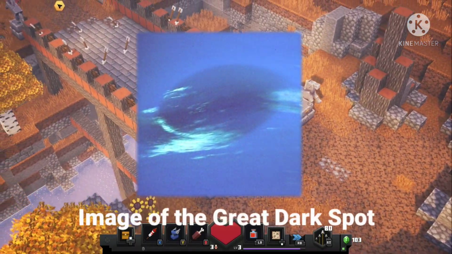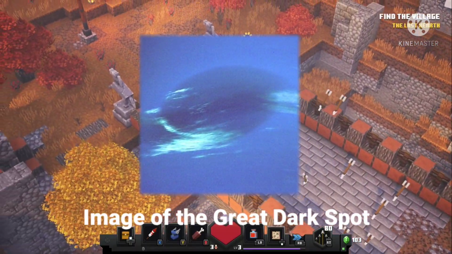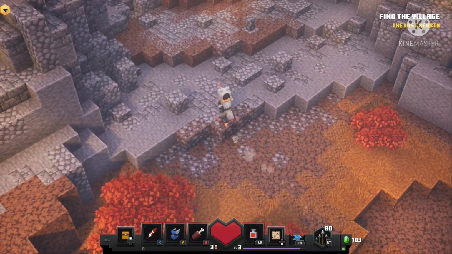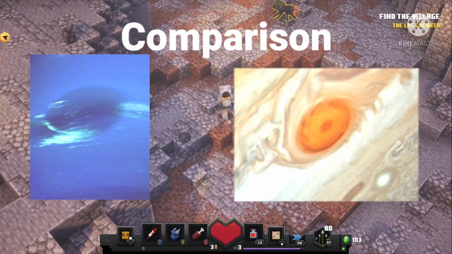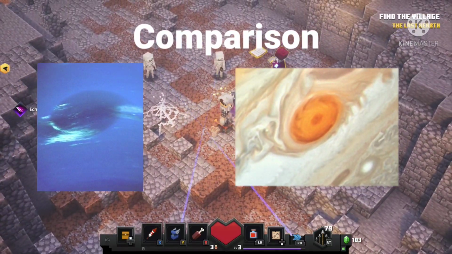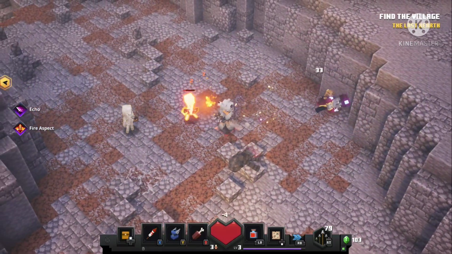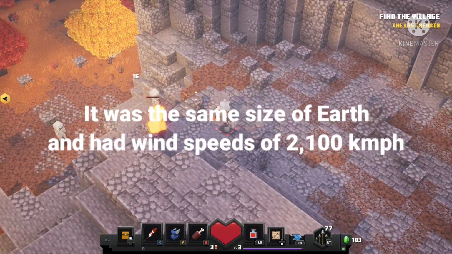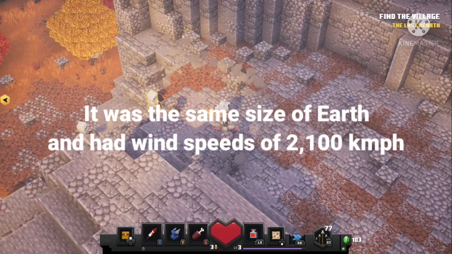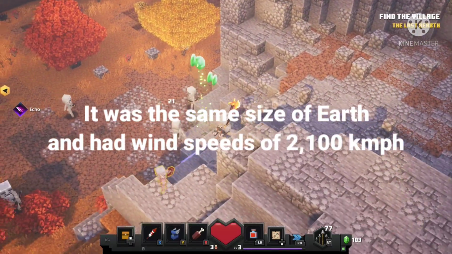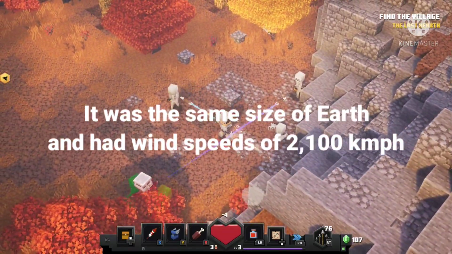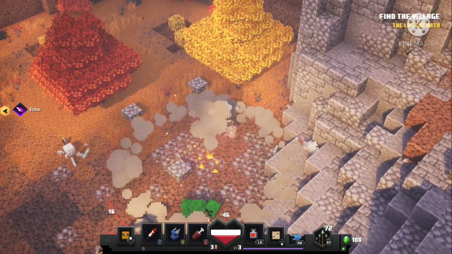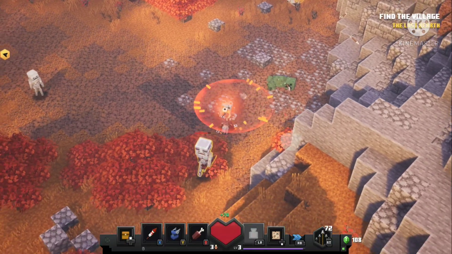The Great Dark Spot was a dark spot on the surface of Neptune that was discovered in 1989 by the Voyager 2 space probe and had a similar appearance to the Great Red Spot on Jupiter, except dark grey instead of red. It was approximately the same size as Earth, 13,000 by 6,600 kilometers in surface area, and like Jupiter's red spot, it was a storm that had winds that could reach up to 2,100 kilometers per hour, which is the fastest recorded wind speed in the solar system.